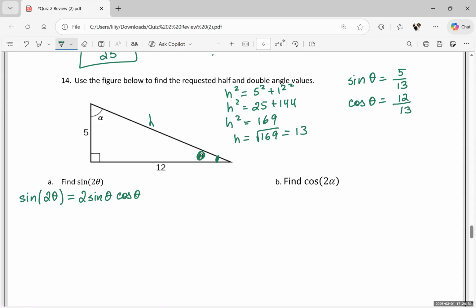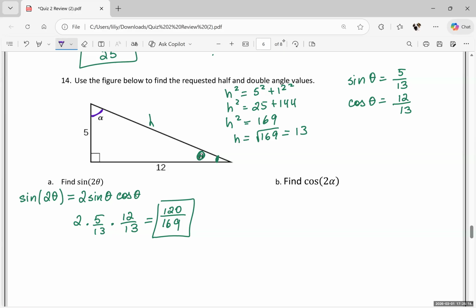Okay, so when we're plugging them in, this is 2 times sine theta, which is 5 over 13, times cosine of theta, which is 12 over 13. 2 times 5 times 12 is 120, and 13 times 13 is 169. And that is the answer to that question. Nothing is reducible here. Now, a little bit different. Do pay attention to the letters. Find cosine of 2 alpha this time, not theta, alpha.